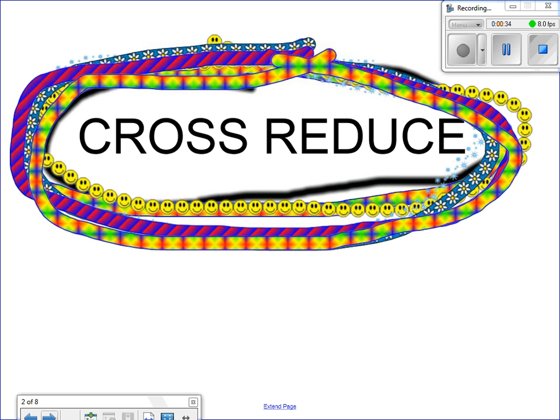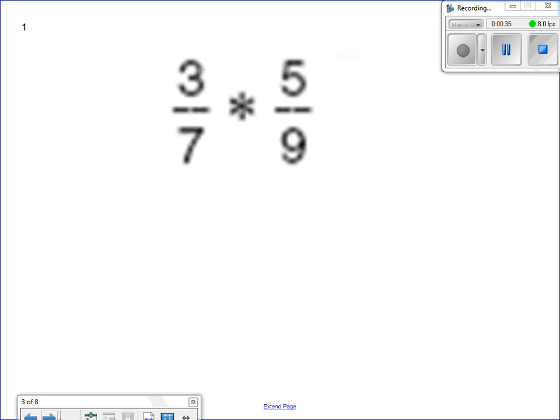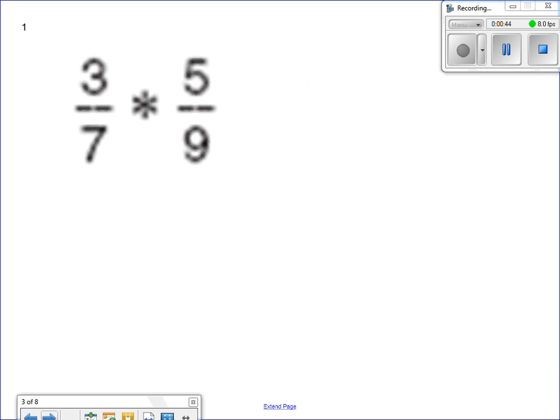Because before we were just multiplying across, right? Let's take a look here. We have 3/7 times 5/9. One thing I've been teaching was this. You're going to multiply straight across. 3 times 5 is 15. 7 times 9 is 63. But I know 3 can go into each one of these, so I have to reduce.